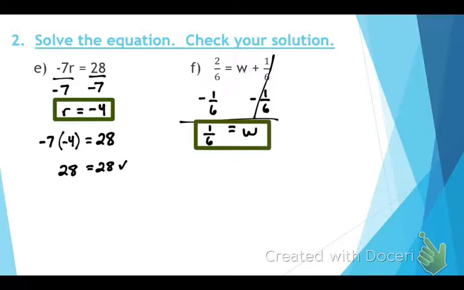Christopher, check this for me. 2/6 equals W plus 1/6, plus 1/6. Good job. So we're just replacing that W with a sixth. Drop down the 2/6, drop down the equal sign. Caleb, what is 1/6 plus 1/6? 2/6. Class, does 2/6 equal 2/6? Yes. Give yourself a mini check mark because it did check out.